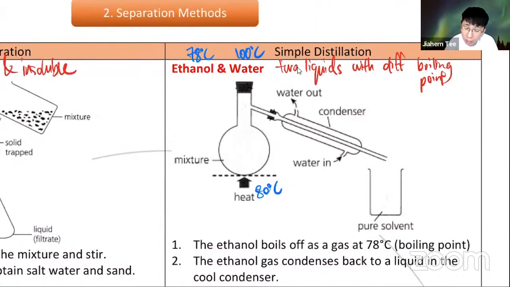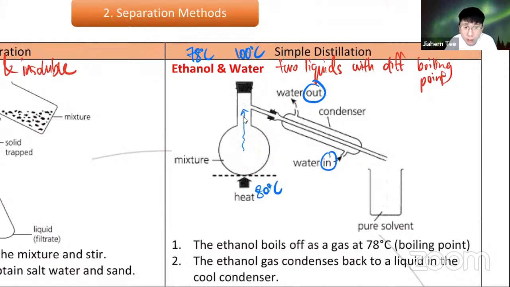So when this happens, you can see that your ethanol will boil and become gas, and the gas will enter the condenser. And the condenser, you see, has water in and water out. Sometimes they might ask you to label the direction of the water in and water out, so make sure you know. Water in is always from the bottom, out from the top. You want your water to go against gravity, so you can see the water is always going upwards.